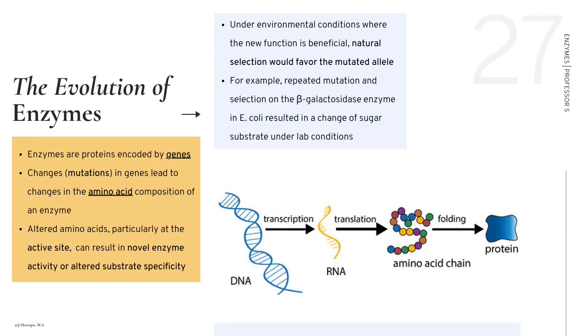To wrap up this lecture, let's discuss the evolution of enzymes. Enzymes are proteins whose structure is encoded by genes in the DNA. Changes to the DNA, which we call mutations, lead to changes in the amino acid composition of our protein. If we have altered amino acids, particularly if they're at the active site, this can result in new enzyme activity or altered substrate specificity.